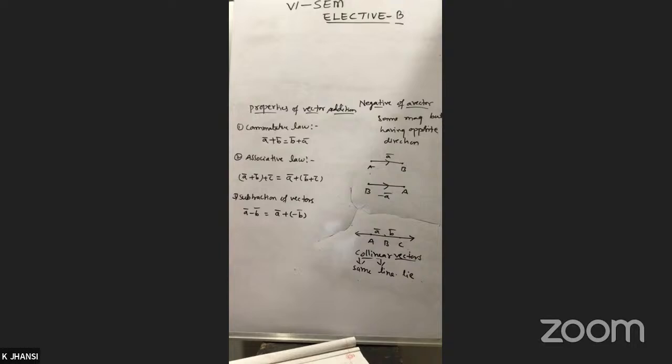Next, multiplication of a vector by a scalar. Multiplication of a vector by a scalar means m is any scalar and A is any vector. That is the multiplication of a vector by a scalar. Next, collinear vectors. We have seen collinear vectors. To solve the problem, we write vector A is equal to some scalar k into B. If it is satisfying this condition, then we call those vectors collinear vectors.